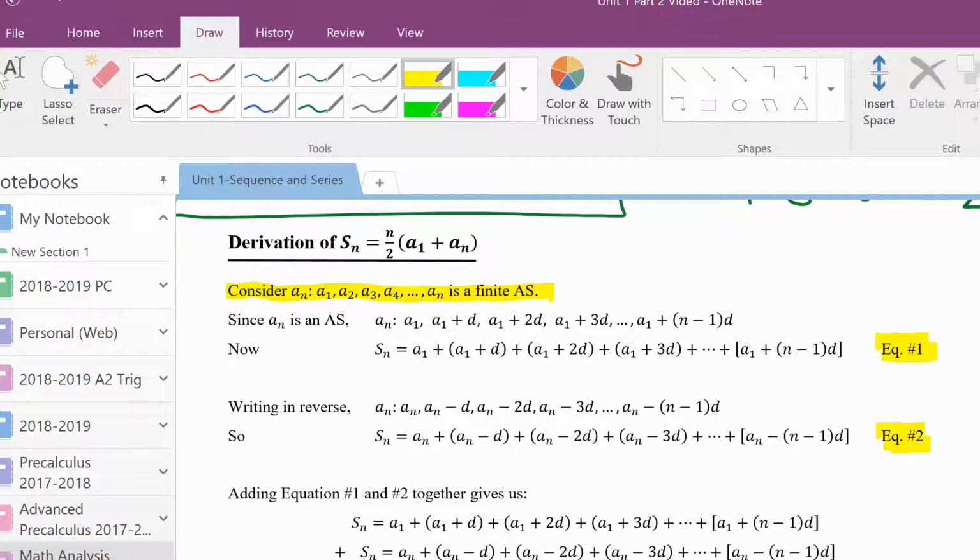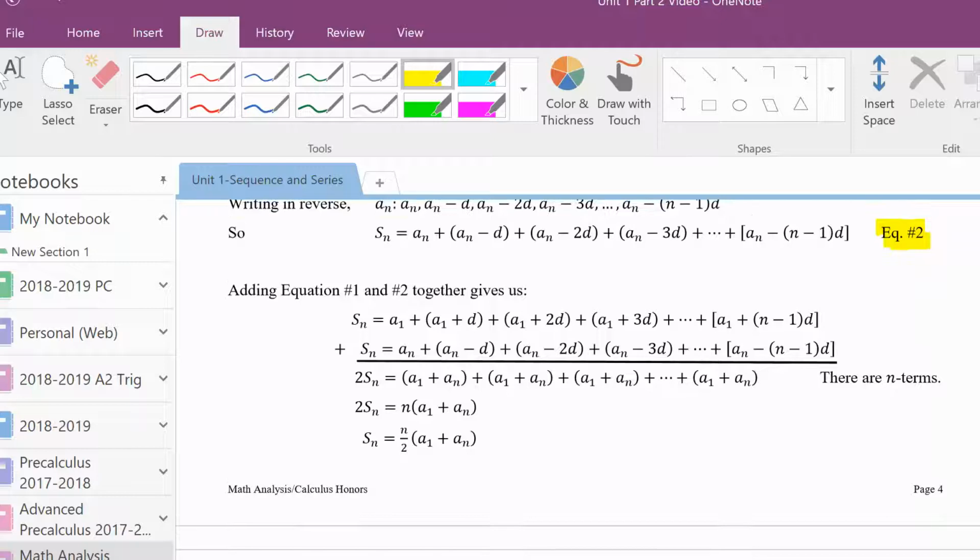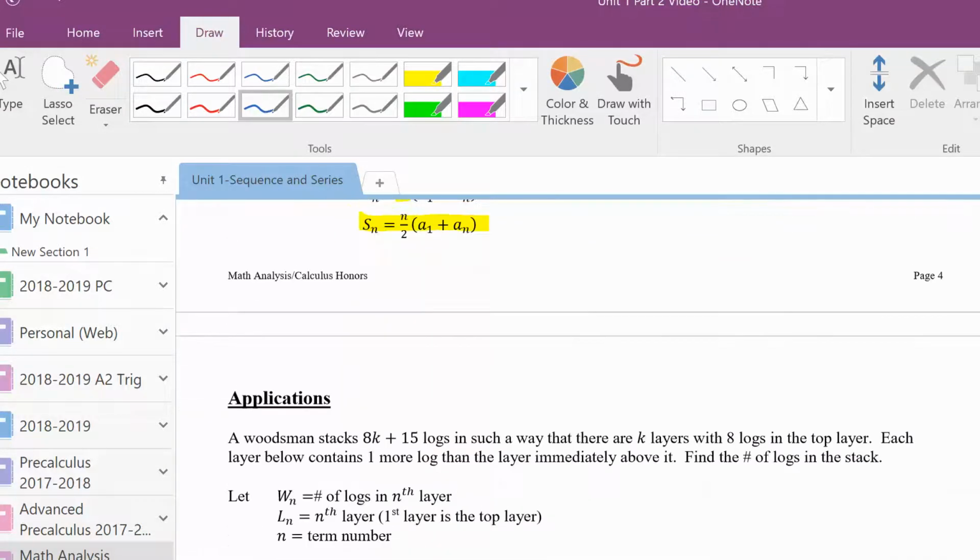And then adding those two equations together will give you 2 times the sum is equal to the first plus the nth term all the way down. And that's going to happen n times, depending upon what n is. And then when you divide by 2, that gives you your formula for the sum. So that's the derivation formula that you need to know for the sum of a finite arithmetic series.